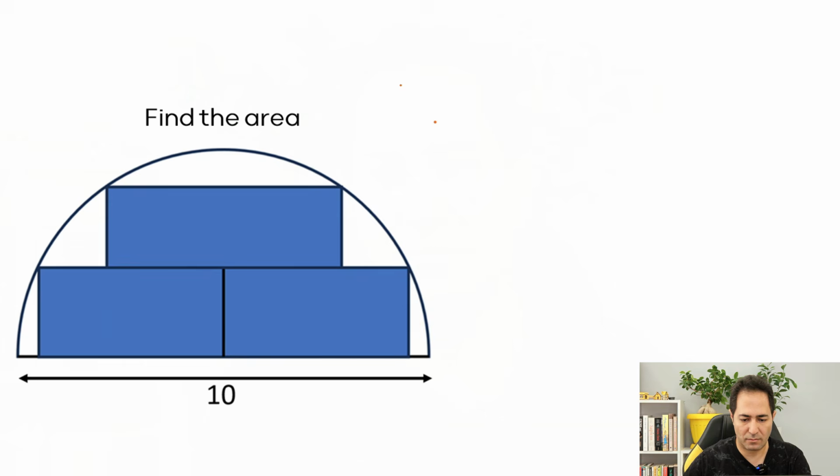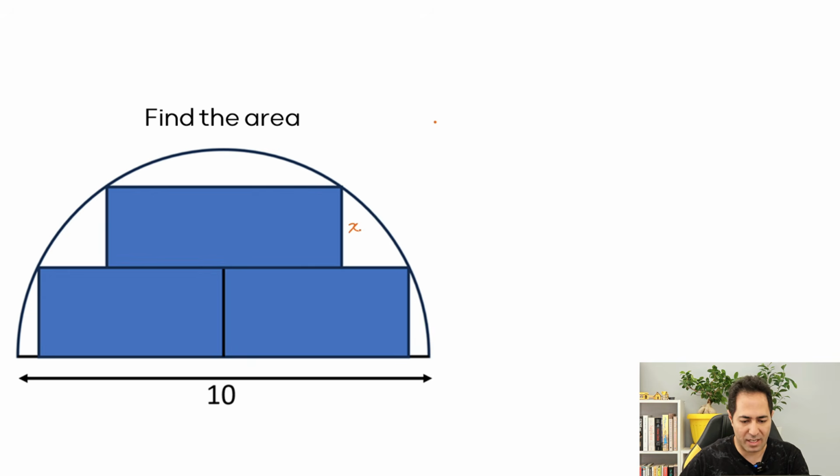This is Farhad. We have another beautiful math problem and I'm gonna show you how to do it easily and quickly. Okay, let's get started. We're given a semicircle. Inside the semicircle there are three rectangles. The rectangles are exactly the same and the diameter of the semicircle is 10.